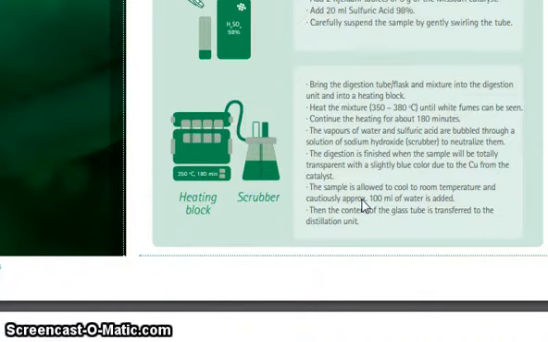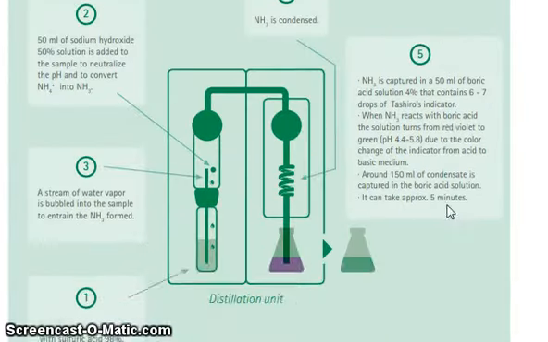from the catalyst. The sample is allowed to cool to room temperature, and cautiously approximately 100 ml of water is added. Then the content of the glass tube is transferred to the distillation unit. So you can see here the heating block and scrubbers.